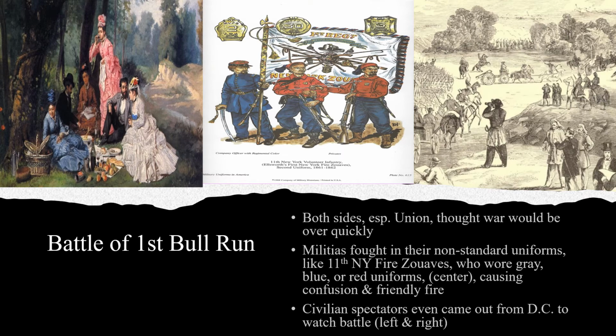The battle was fought around Bull Run Creek, leading Union troops to call the battle Bull Run, while Confederates referred to the contest as the Battle of Manassas.